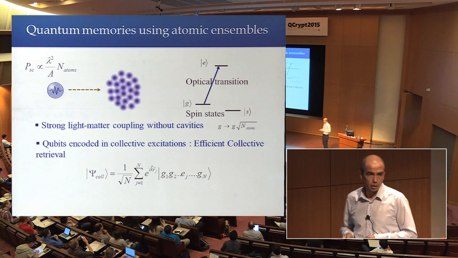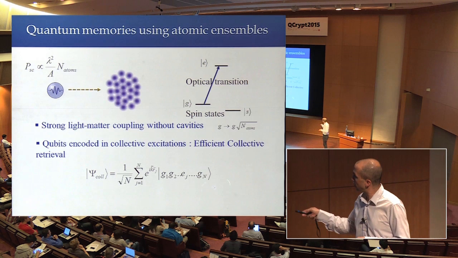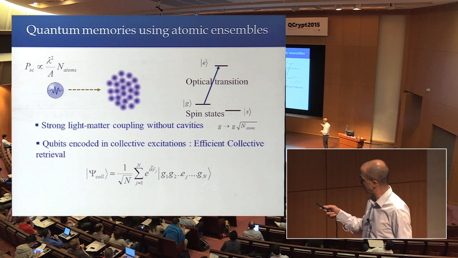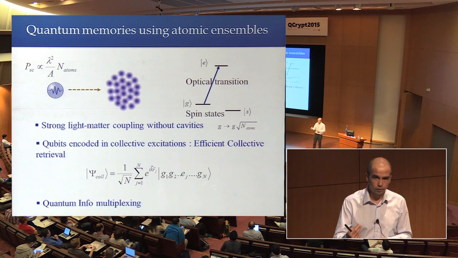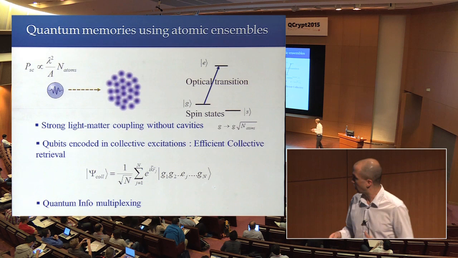So what we have at the end is this kind of large entangled state that we call a collective excitation. And this state is actually very nice because it allows a very efficient retrieval of this information, stored as a collective excitation, onto a single photon. I will come back to this in more detail later.